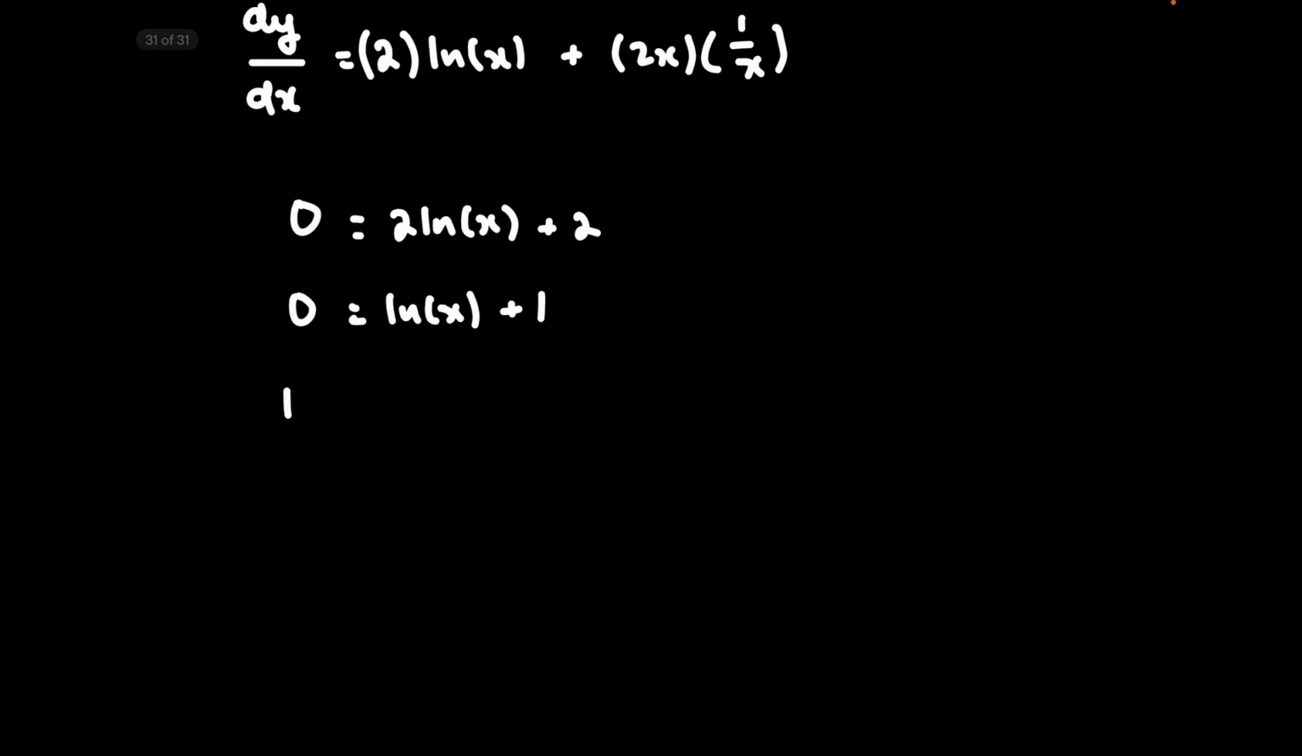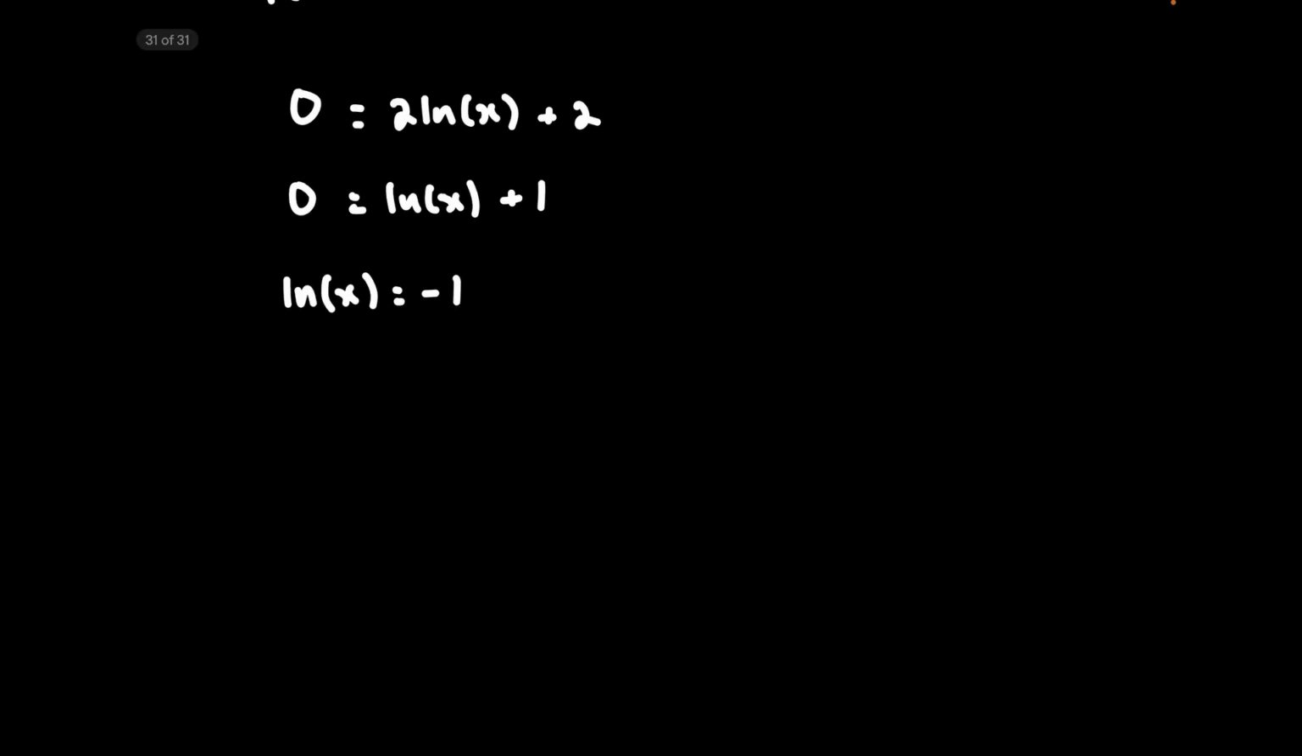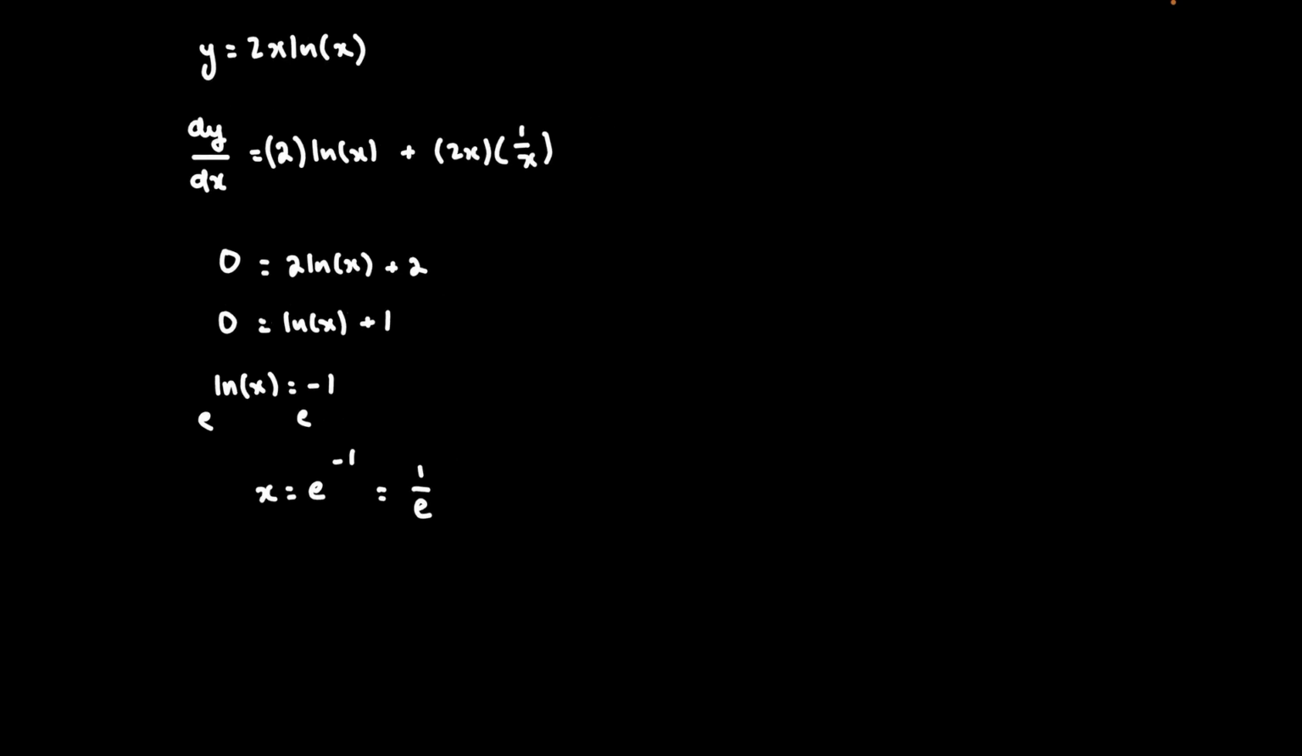Now in solving this, we can say when does ln of x equal negative 1? Now to cancel out the ln, we can simply raise both sides of our function to e. So that means e to the power of ln x is equal to e to the power of negative 1. And we know that e and ln simply cancel each other out. And now in doing so, we have x equals e to the power of negative 1, which equals 1 over e.